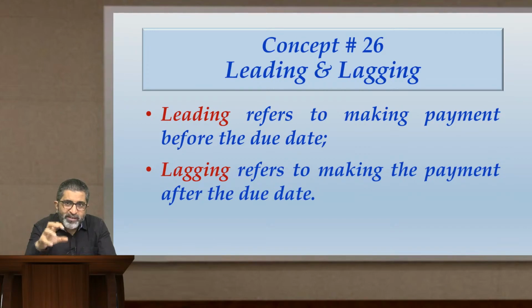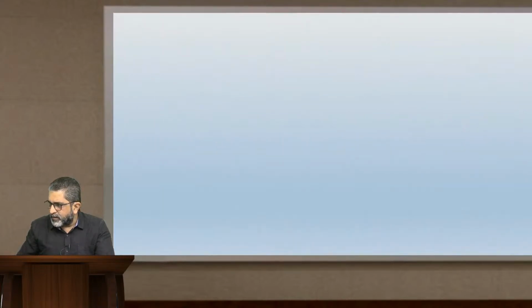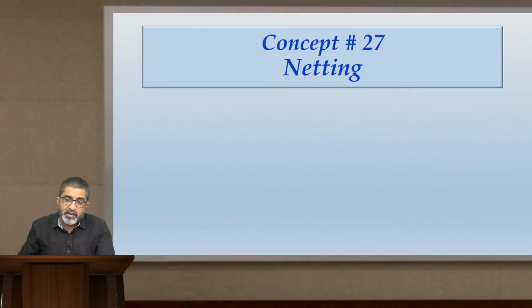I have a lot of questions in leading and lagging, but as I said, right now in these revisionary classes, it will be very difficult for me to cover all those calculative questions. So with this concept, leading and lagging, if I move forward, next concept is netting, followed by money market hedge. Now guys, what is the concept of netting?